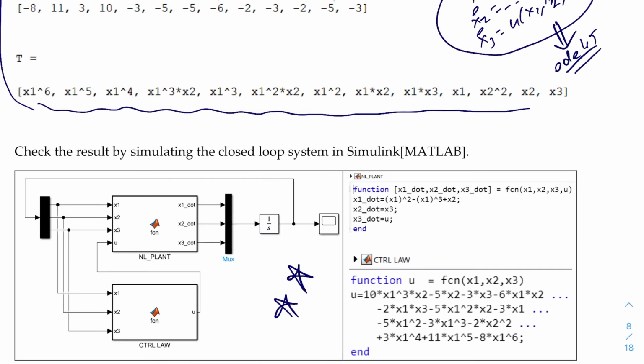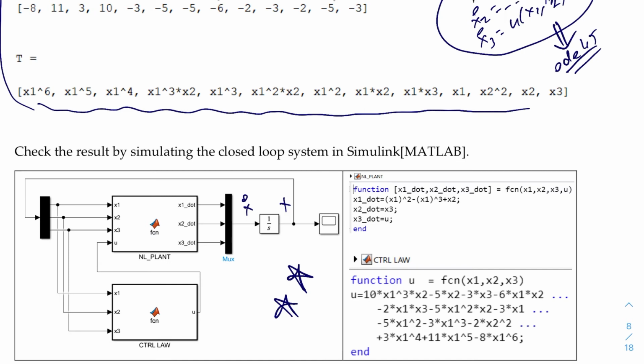Okay, so this is x dot, and this is x. And your control law, right? This is the control law. You need x1, x2, and x3 to construct u, right? So you have that type of block diagram.